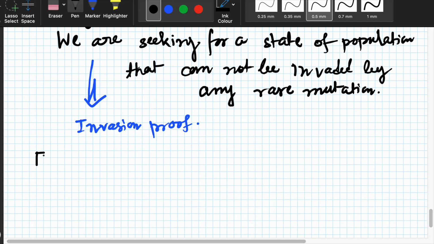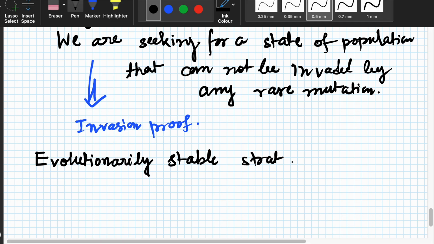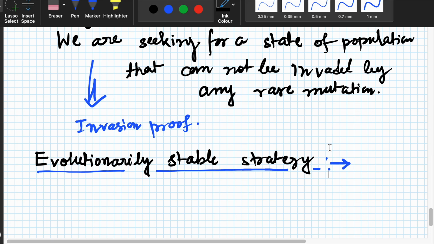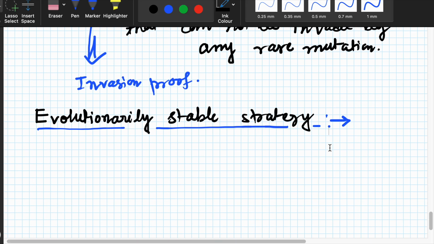So a strategy is called the evolutionarily stable strategy. So the solution concept here is the evolutionarily stable strategy. We are asking for the evolutionarily stable strategies. So let us see that.